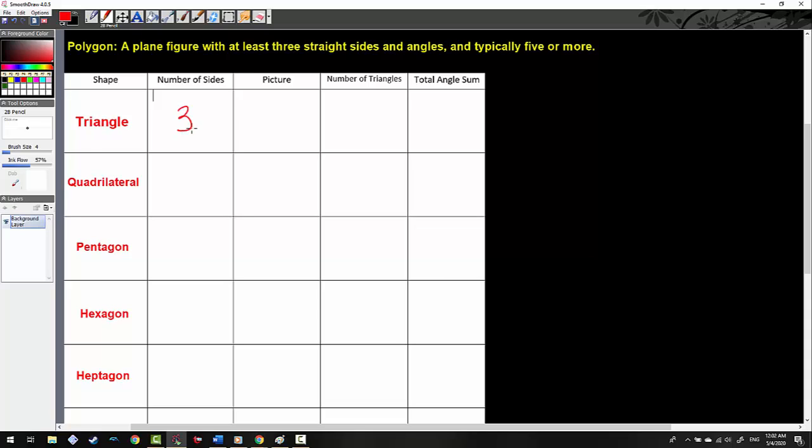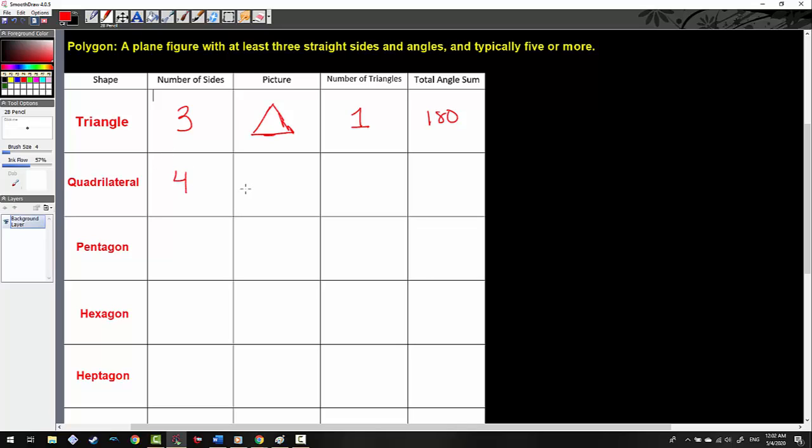It has 3 sides, obviously, and then a picture of a triangle. It doesn't matter what type of triangle you draw, but I'll go and just draw a triangle that looks like this. And then the number of triangles, obviously, is 1. And the total angle sum, well, when we learned about triangle angle sums at the beginning of the year, we learned that it was 180 degrees. So pretty straightforward there. The quadrilateral has 4 sides in it.